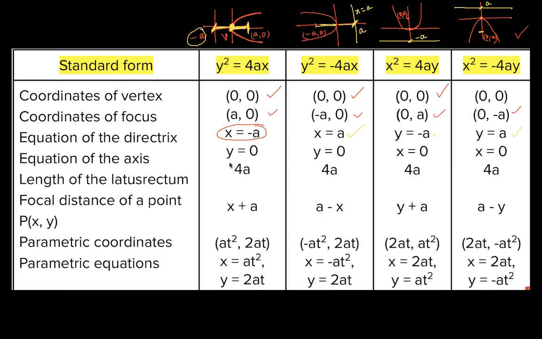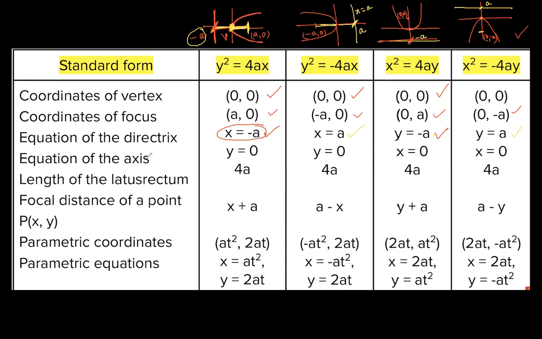So do you think it's the same? Like for the first case x is minus a, and for the second case also it's minus a. No, that is different. x is equal to minus a and this is y equals minus a. Oh, okay, because it is cutting the x-axis, so you are getting a point on x. It is cutting the y-axis, so that is a point on y.